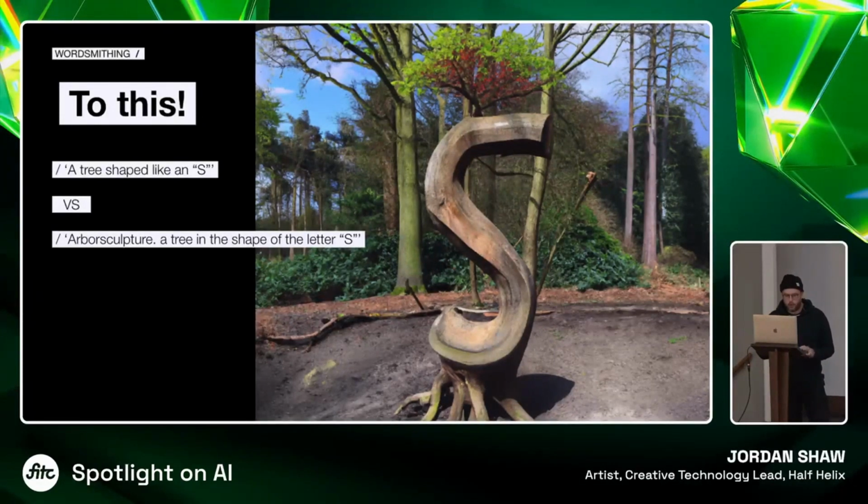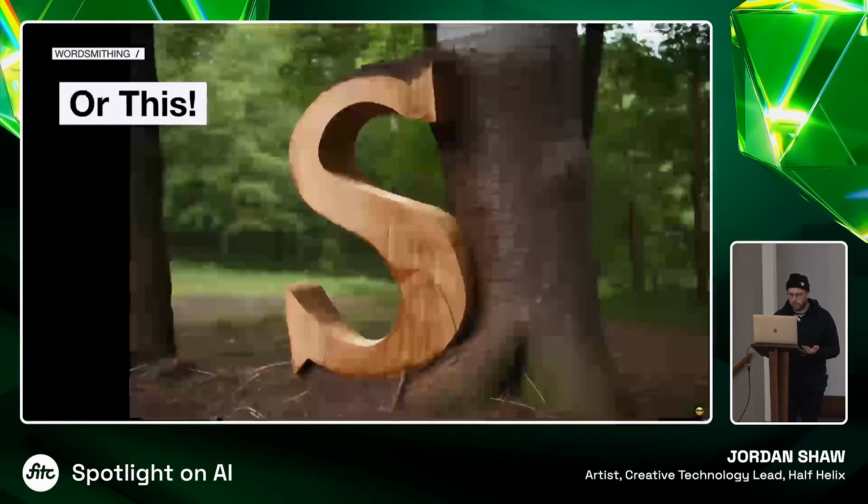But having to research again and refine what this term is, arbor sculpture, adding that sort of jargoned word into the prompt allowed for something a little bit more along the lines of what I was looking for, like this, or even like this.